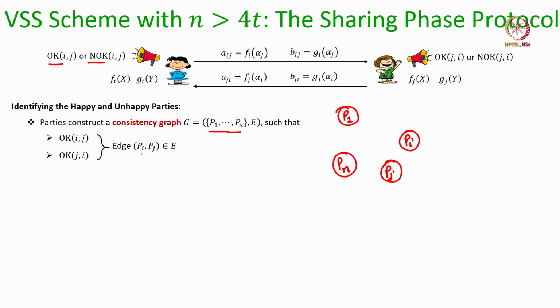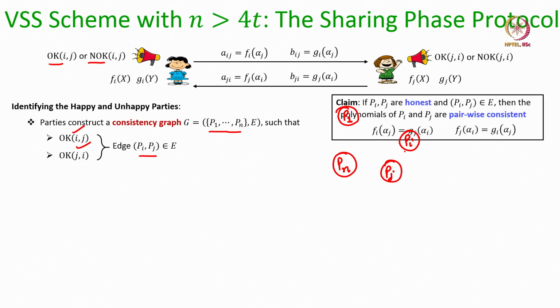There will be an edge between the nodes representing the parties Pi and Pj if and only if both of them are okay with each other. That means, neither Pi is in dispute with Pj nor Pj is in dispute with Pi. If that is the case, then there will be an edge between the nodes representing Pi and Pj in the graph, otherwise there will not be any edge between the nodes representing Pi and Pj.